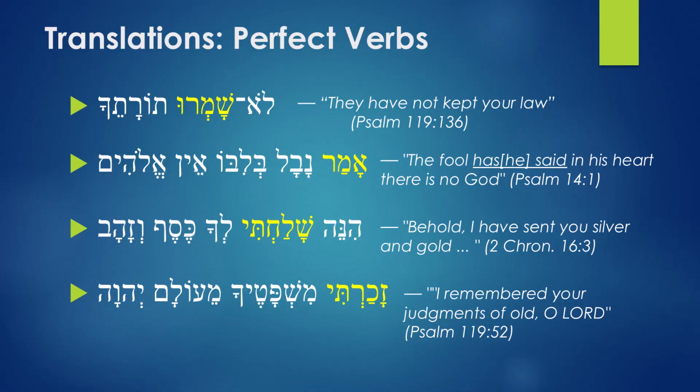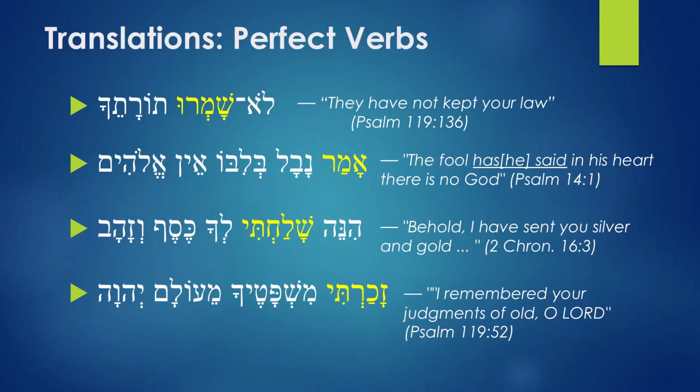And then we have the phrase, Zakarti mishpatecha me'olam Yahweh. First of all, let's look at the verb zakarti. That T ending is telling you that it's coming from first common singular. The lexical form for zakarti is zakar, which means he remembered. But because of the T suffix, in the first common singular it becomes I remembered.